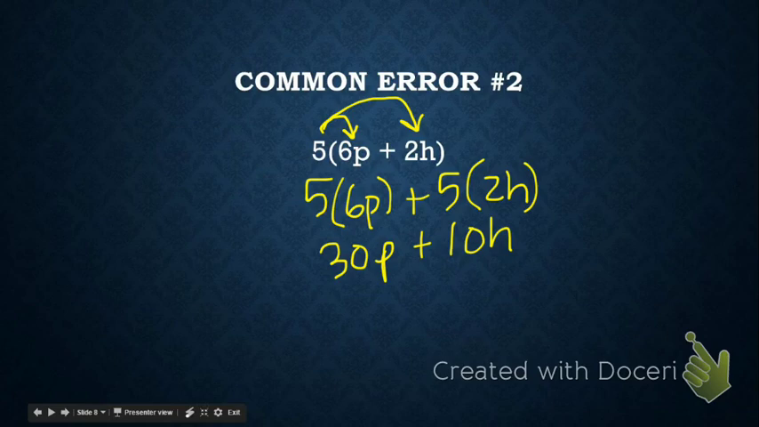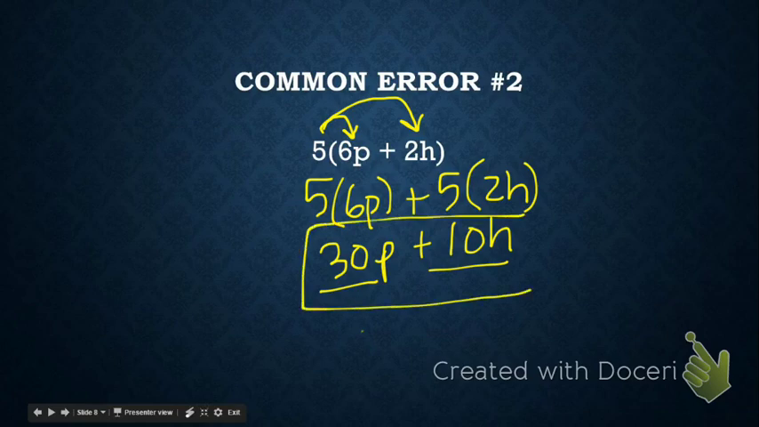A common error that students make with this one is that they'll combine these two terms together because they both have variables, and they will make 40ph. However, those two variables, the p and the h, represent two different numbers, and so we cannot combine those two together. They have to remain separate terms. So this is as simplified as it gets, 30p plus 10h for this problem.